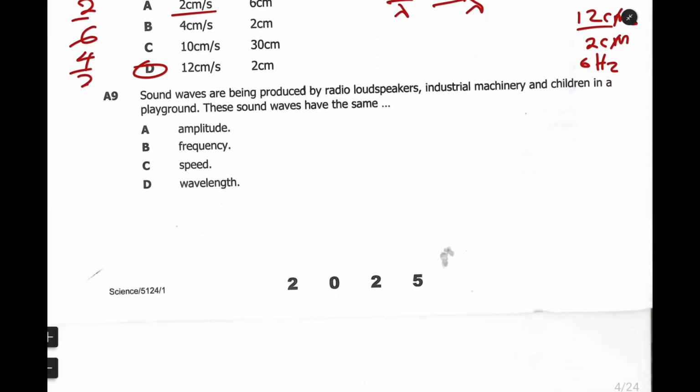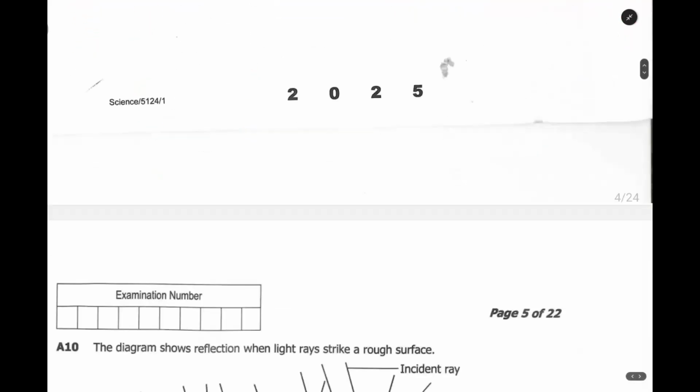Sound waves are being produced by the radio loudspeaker, industrial machinery, and children in a playground. The sound waves do not have the same amplitude. Amplitude determines the loudness of the sound. We can't say that the loudness of these sounds was the same. And the pitch is determined by the frequency. We can't say that the pitch was the same. And the wavelength, we can't say it's the same, because the higher the pitch, the shorter the wavelength. So what is the same here is speed, and therefore the answer is C.